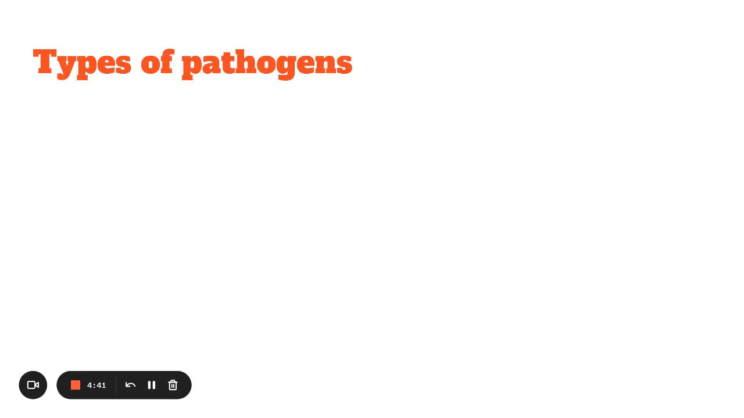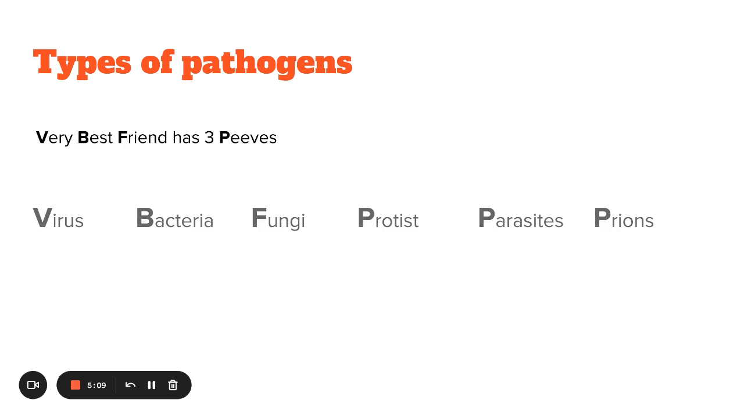Right, now that we know that there are 2 types of diseases, because we're going to be focusing on infectious disease, there are different types of pathogens. And I find that it always is very interesting if you make it something that relates to you. Mnemonics are always going to help you remember the different types of pathogens. So I came up with my own, called my very best friend has 3 Ps. And in that order: virus, bacteria, fungi, protist, parasites, and prions.